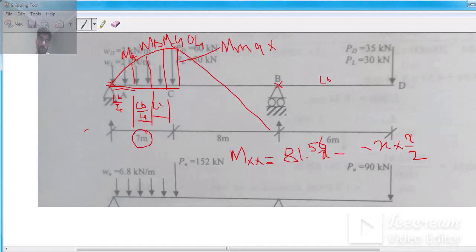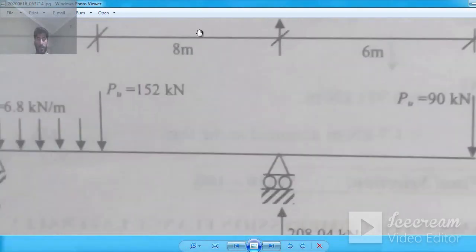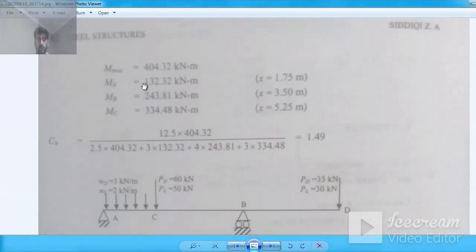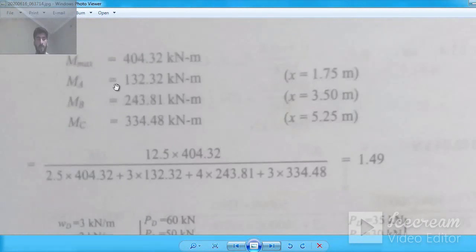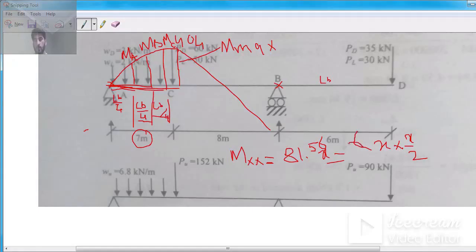Now we need to consider the whole distance from the left support. Basically we have to consider the relevant distance, because this x is counted from this point A. So that's why you see here that M max is 404. Now MA is 132.32 kilonewton meter for a distance of x equal to 1.7, in the same equation.